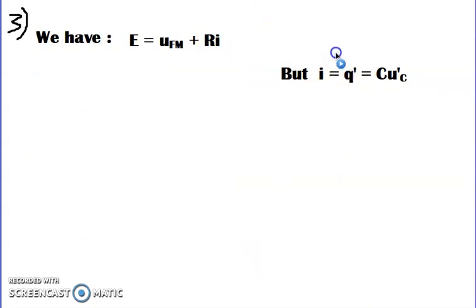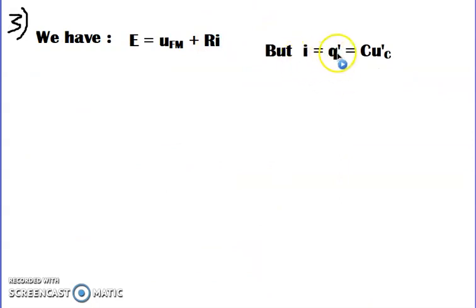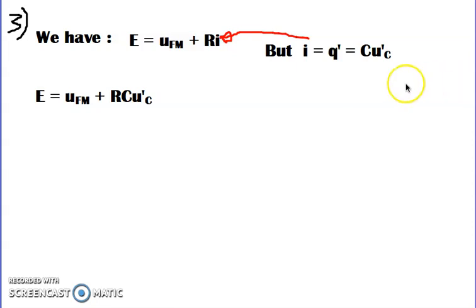But we've just verified that i equals the derivative of the charge, which is C u prime. Now replace this i here. What do you obtain? E equals u, which is uC, plus RC u prime. This is the differential equation.